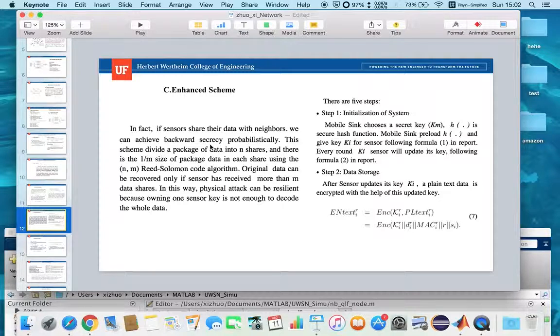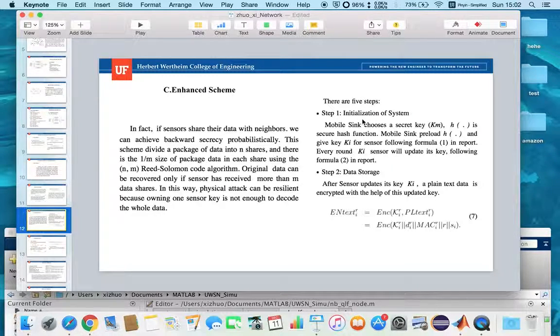In this scheme, we want to divide the package of data into n shares, with 1 over m of the package data size in each share, using the RS code algorithm. The original data can be recovered only if the sensor has received more than m data shares. In this way, physical attack can be avoided, because one sensor key alone is not enough to decode the whole data. So there are 5 steps.